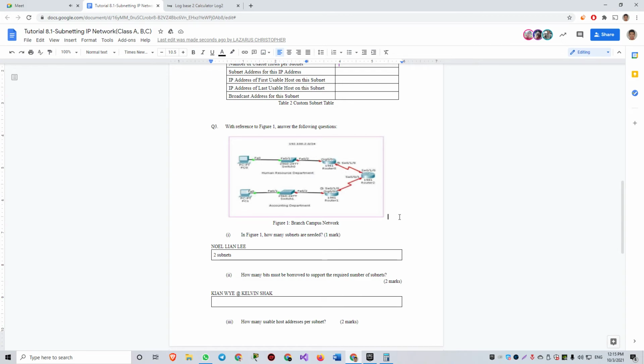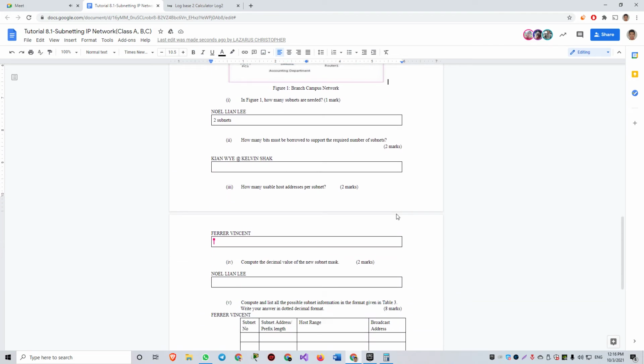One bit. Complete the testing of the new subnet mask.